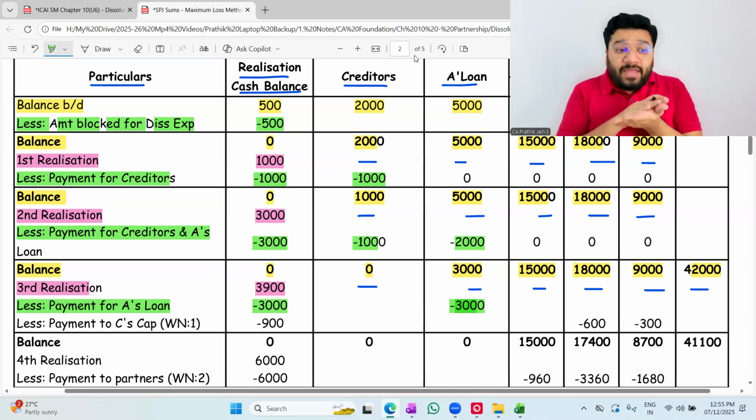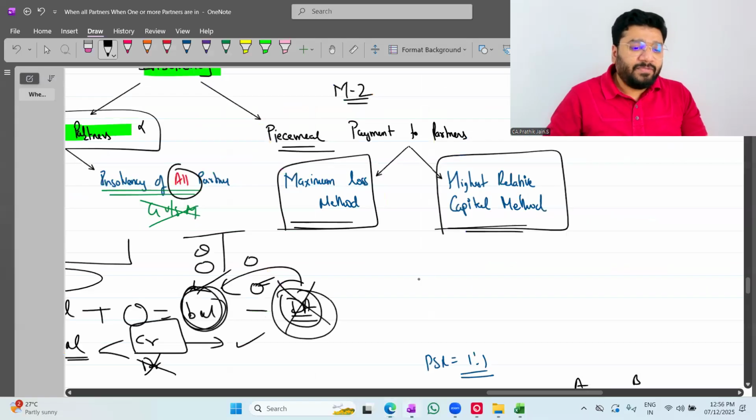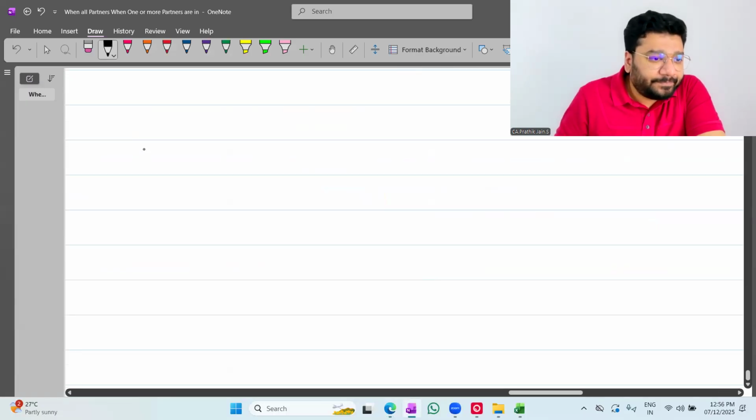Are you able to follow? We have to be very fair to all the partners. We can't be unfair. So this maximum loss method, or highest rate of capital method, is a method where we're trying to be fair to the partners. So from here, what will you do, people? Next step, we'll do working note. What is the working note 1, people? Heading.